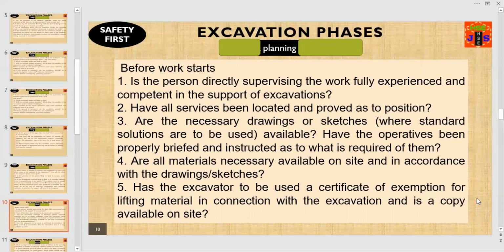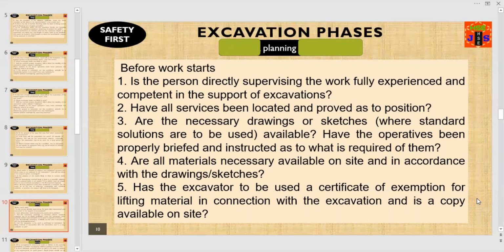Number two, have all services been located and approved as to position? Number three, are the necessary drawings or sketches where standard solutions are to be used available? Have the operatives been properly briefed and instructed as to what is required of them? Number four, are all materials necessary available on site and in accordance with the drawings and approved sketches?